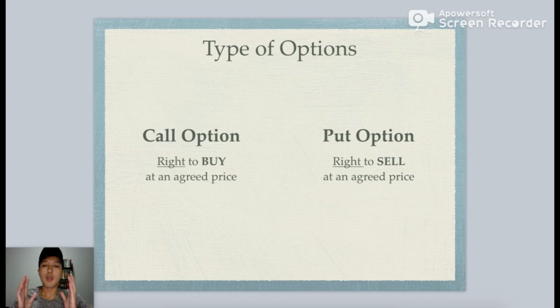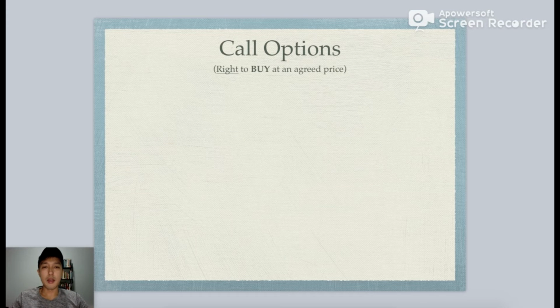So once again, the call option is the right to buy, the put option is the right to sell. Okay, so let's just go through and break it down one by one. So what is actually a call option and how does it work? Remember, a call option is the right to buy. I'll leave it at the top so that there's always a reference for you in this video.